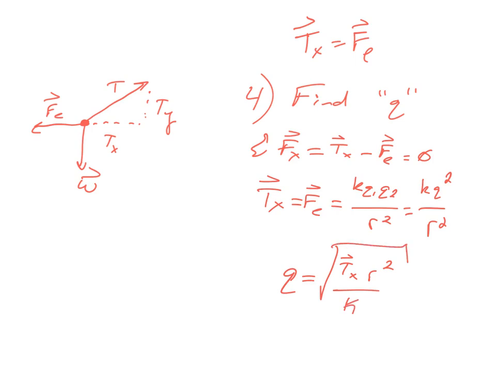Now, Coulomb's constant, just a reminder, is 9 times 10 to the 9th newton meter squared per coulomb squared. So that will give me the charge on that balloon. And when I have the charge on that balloon, we get on to our last and final step.